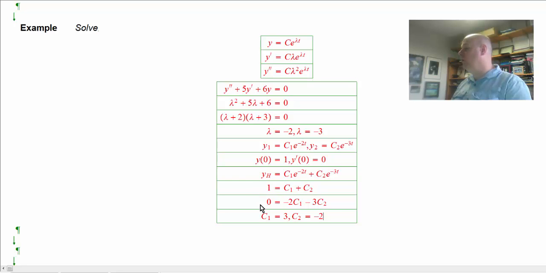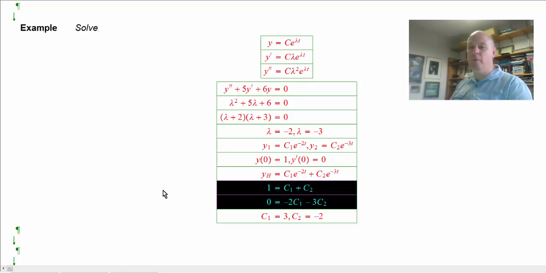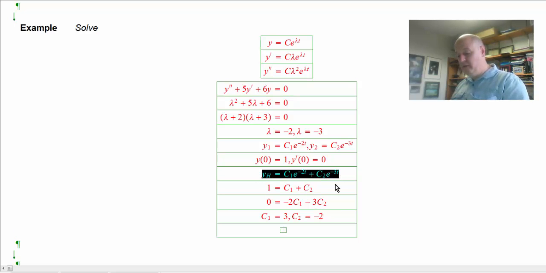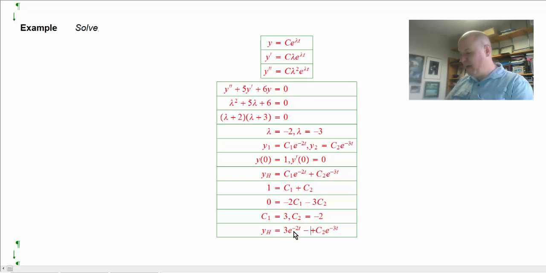So I solved these two equations by elimination. You could use substitution, whatever, or Cramer's rule if you want to get all linear algebra-y on it. Anything that's available, you solve these two equations, two unknowns, and I get these two C's. I get C1 equals 3 and C2 equals minus 2. So now I've got a solution that satisfies both initial conditions and satisfies the differential equation.